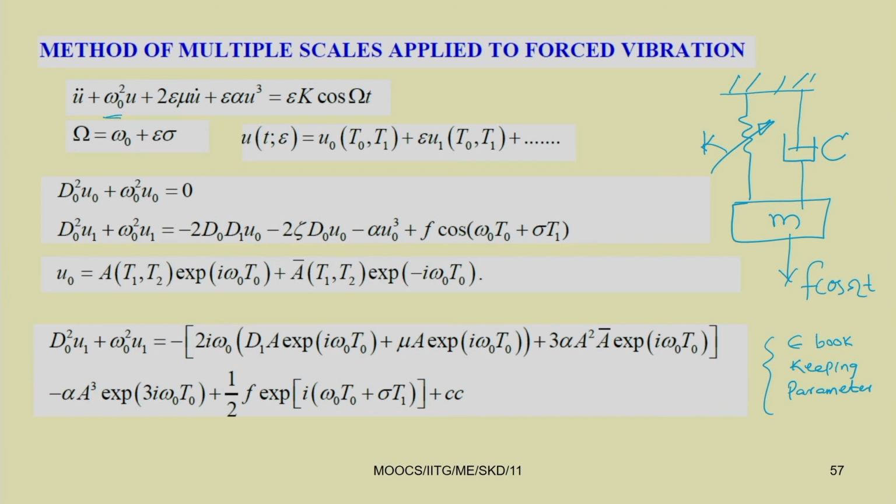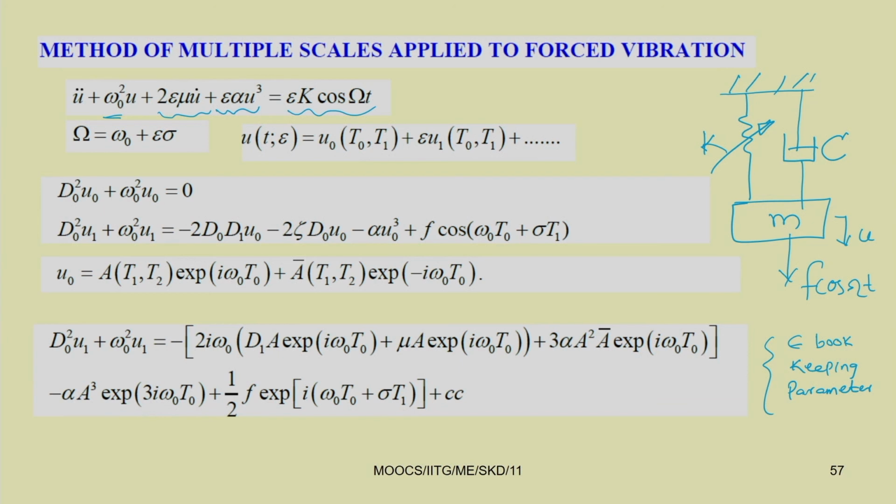So, this is the linear term omega 0 square u. This is the damping term 2 epsilon mu u dot. Here damping is one order less than the linear, that is why we are using this epsilon here. Similarly, this nonlinearity we are assuming one order less than the linear one, that is why we are using one epsilon here. Similarly, the forcing we are assuming to be one order less than that of the linear one. So, here u is the displacement of the mass.